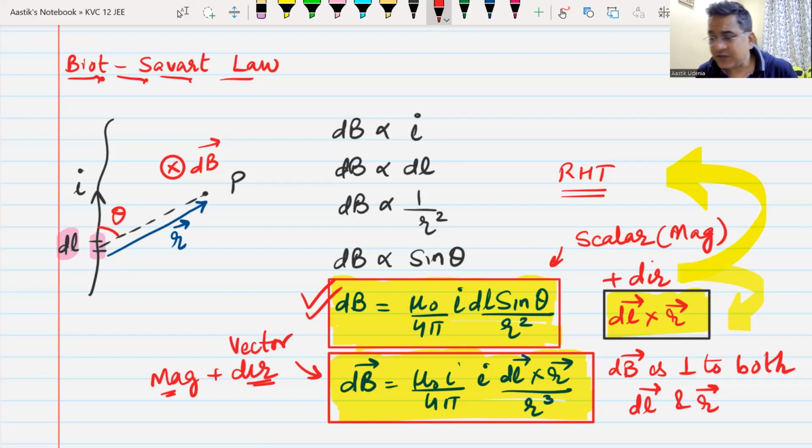Now in the diagram, your dl vector is in the plane of the board, or right now on the plane of my tablet. So dl is here. The r vector is like this, at an angle. So dl cross r, if you turn your fingers, the direction of the magnetic field goes inside. The inside direction is denoted by a cross. Cross means something is going away from you. Dot means something is coming towards you.